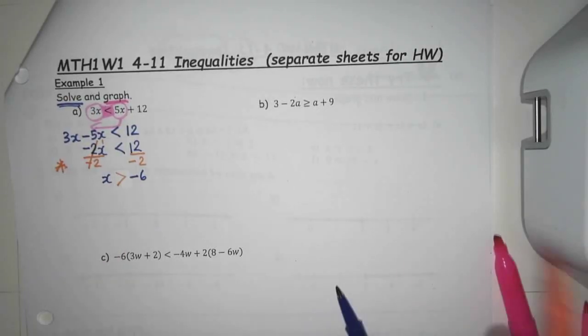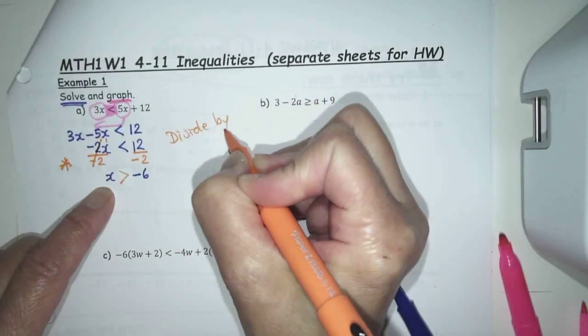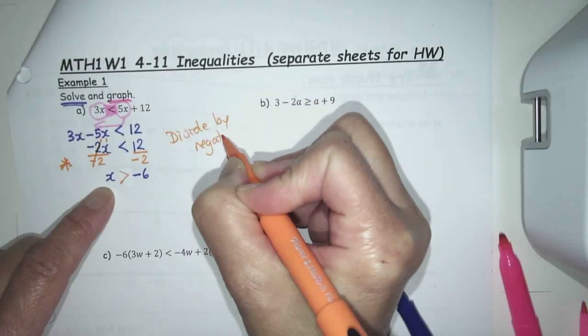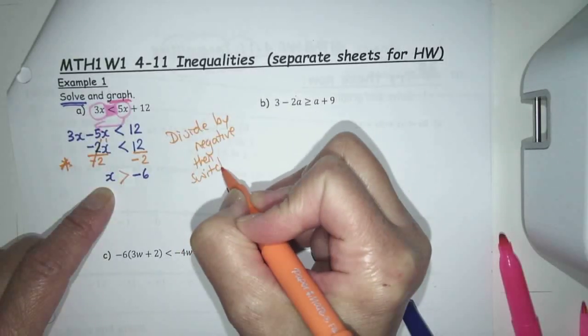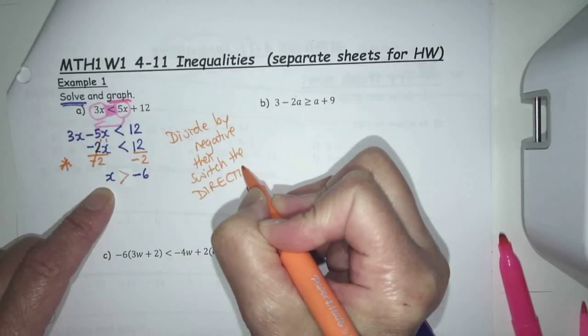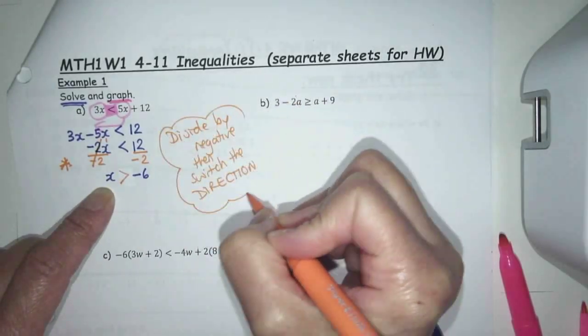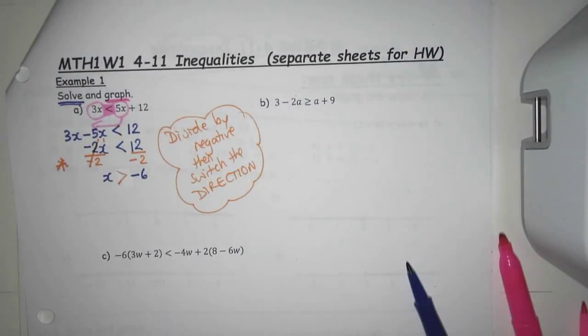When you divide by a negative, then you want to switch the direction. Okay, this is your brain thinking that. So I want x to be greater than negative 6.